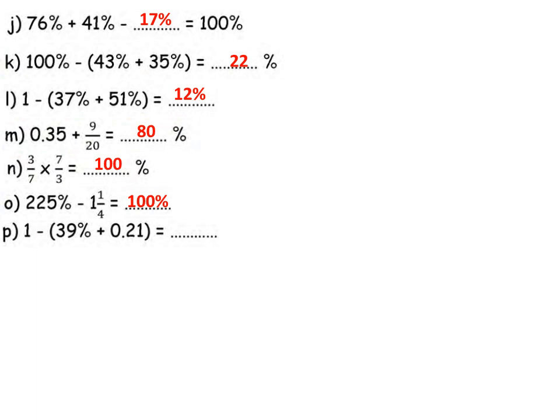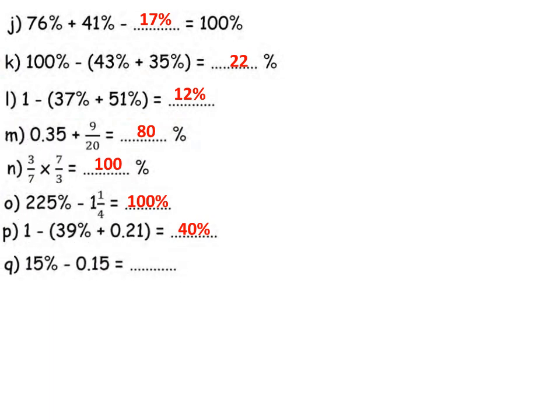Letter P, 1 minus 39% plus 0.21 equals. Firstly, we will convert 1: as we know, the whole number 1 equals 100%, and we will convert the decimal 0.21 into a percent, which equals 21%. So 100% minus 39% plus 21% equals 40%. Firstly, we add the two numbers 39 and 21, and subtract the result from 100, which equals 40%.